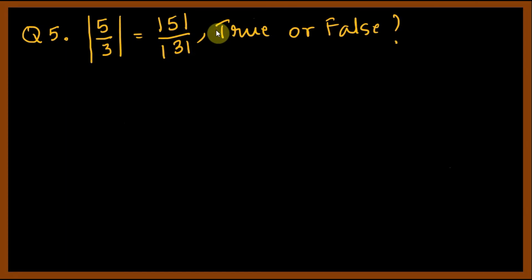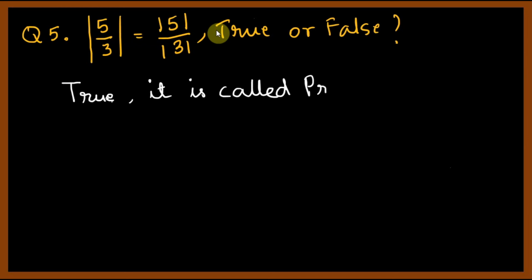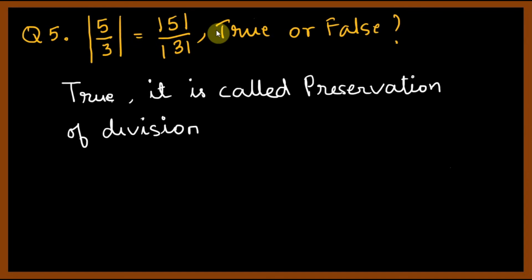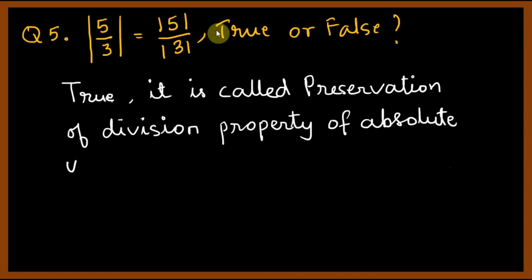The absolute value of 5 divided by 3 is equal to the absolute value of 5 divided by the absolute value of 3. True or false? So this statement is true. It is one of the properties called the preservation of division property of absolute values.